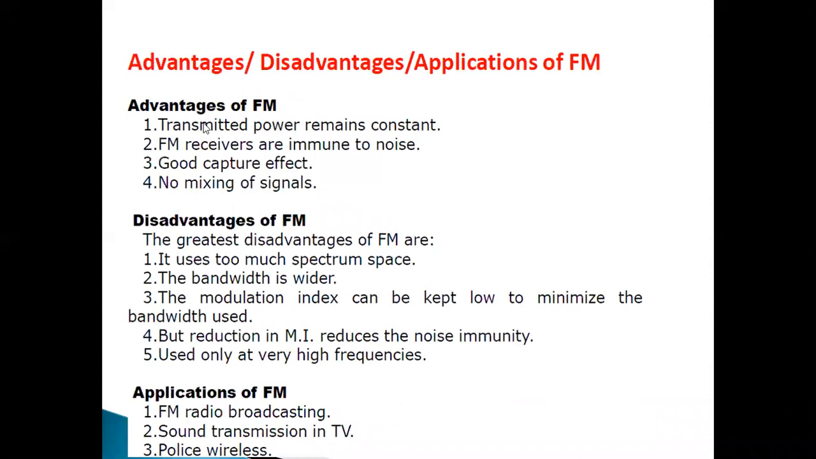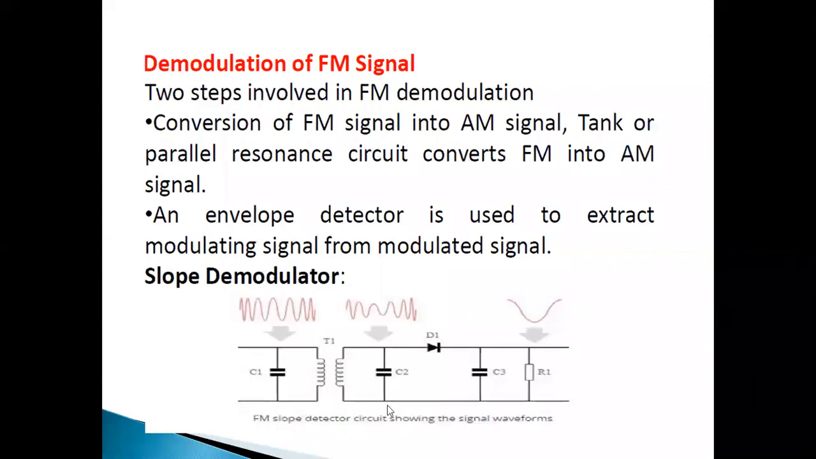In the FM detection, what is the input for demodulation basically? The modulated signal. Very good. The modulated output from the FM generation is given as the input for the demodulation. Remember, the output of modulation is the input for demodulation.